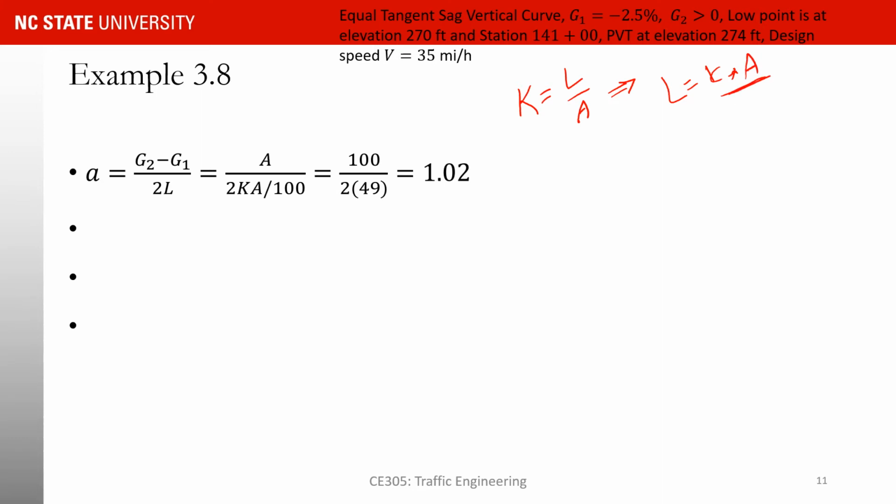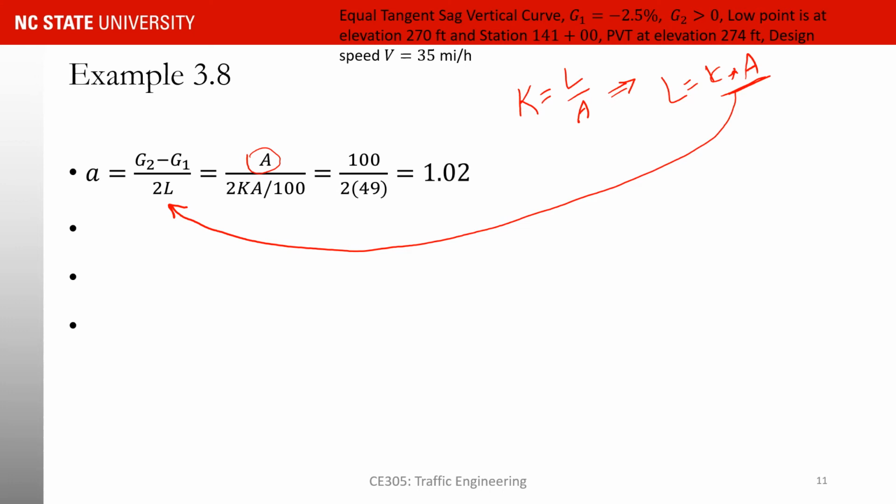So I'm going to substitute L in the denominator here with K times A. So I'm going to have G2 minus G1, or A, divided by 2L, which is 2 times K A. And what that 100 does here is that it's going to fix the units that we are using here.